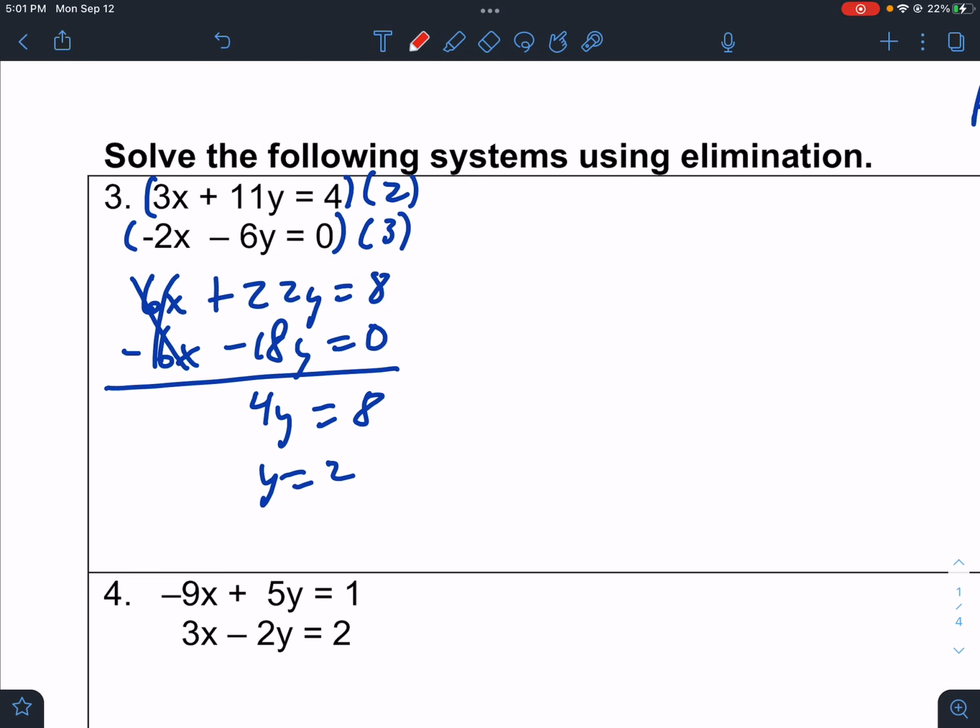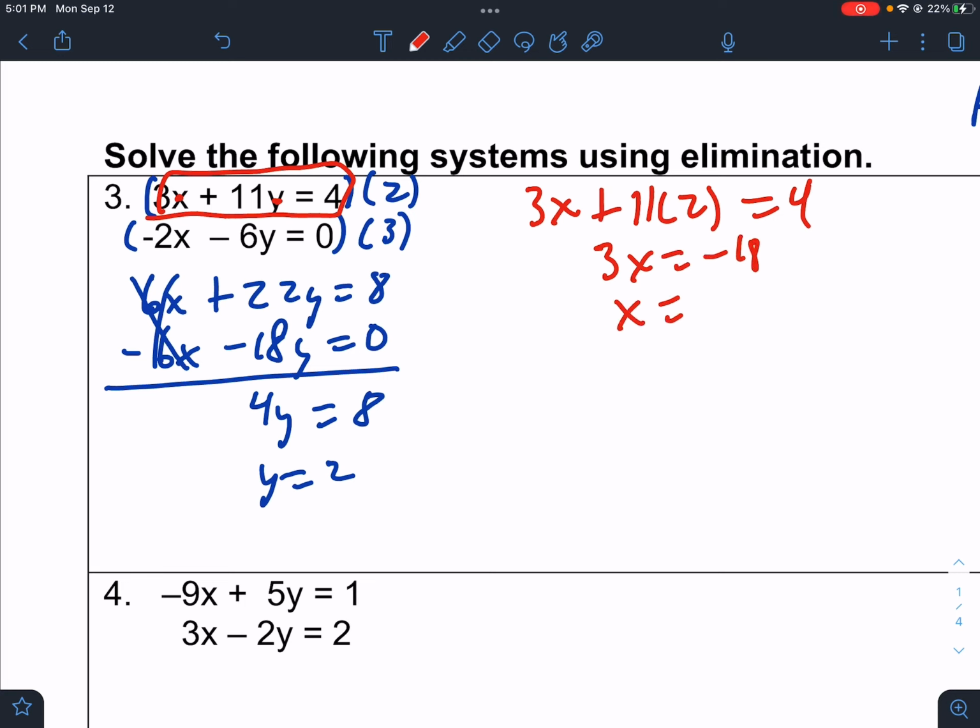Then we go back and we plug in to solve for x. 3x plus 11 times 2 equals 4. I just took this equation and I plugged the x number in. I plugged the y number in. So 3x, that'd be 22. 4 minus 22 would be negative 18. X would equal negative 6. So there are my solutions.